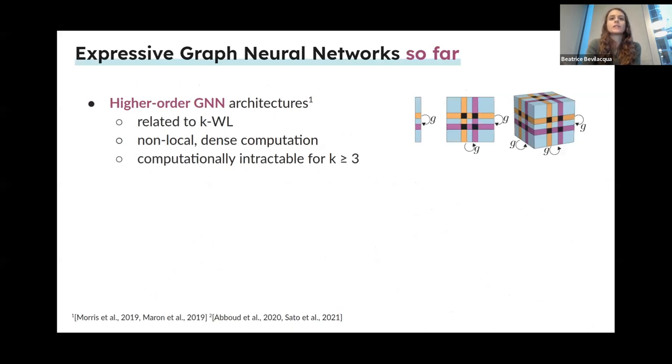And there exists work that tries to break this expressivity limit of message passing neural networks. We group them into different categories. In the first line of work, which is what we call higher order GNNs, we have the methods that take inspiration from the k-WL hierarchy to design models that are increasingly expressive with k. These methods are non-local, as they do not retain or use the original graph connectivity, which results in dense computations, and they are computationally intractable for k greater than or equal to 3.